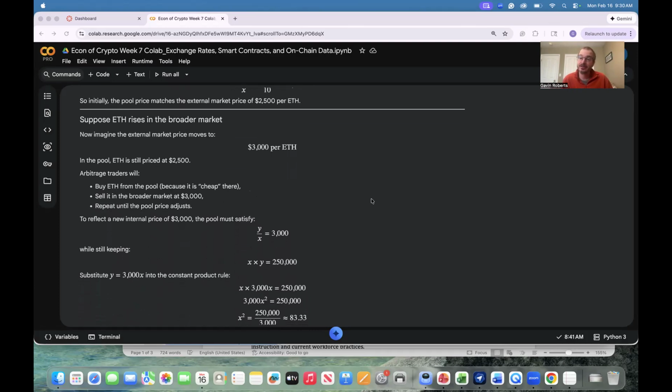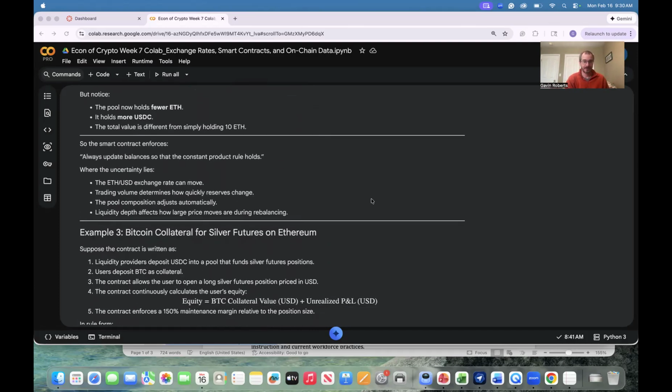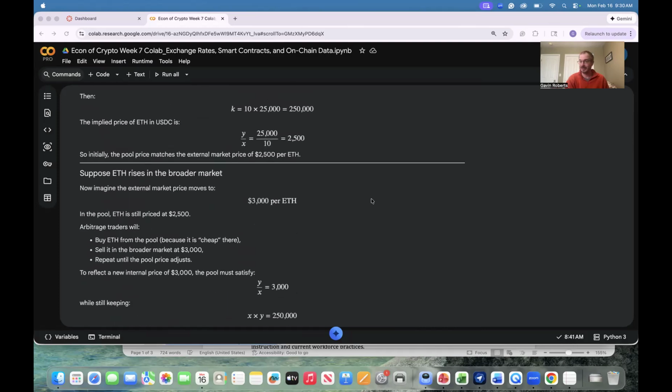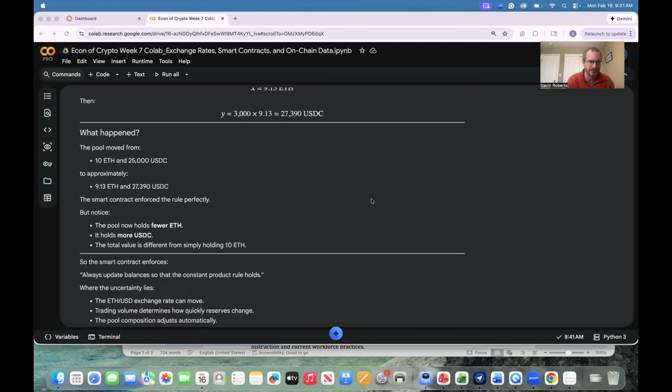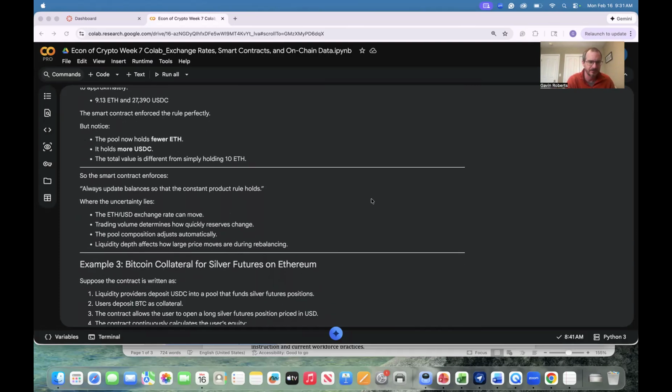So now suppose Ethereum rises in the broader market. I guess we're just going to do one case here and talk about what happens. But this would be a good thing to think about if you want to try a different example for the homework. Or even if you don't do that for the homework, it's definitely worth thinking about the opposite. What if Ethereum falls? I don't think I do that down here.